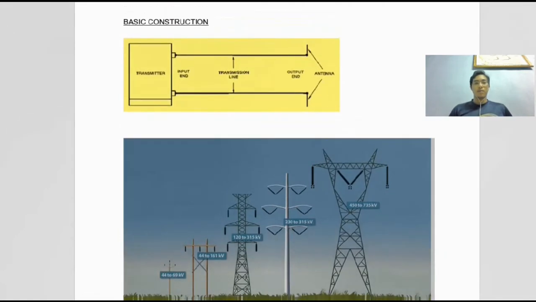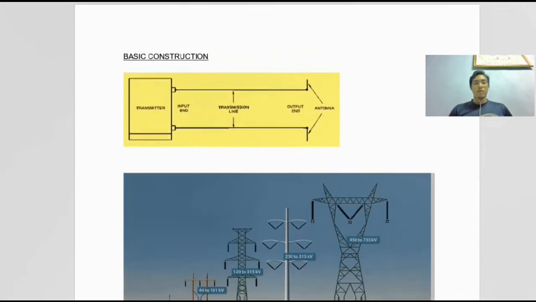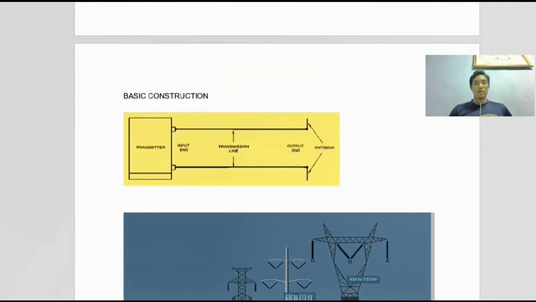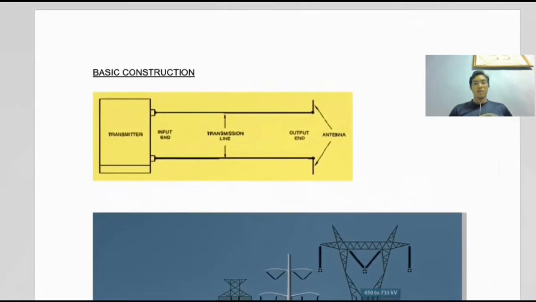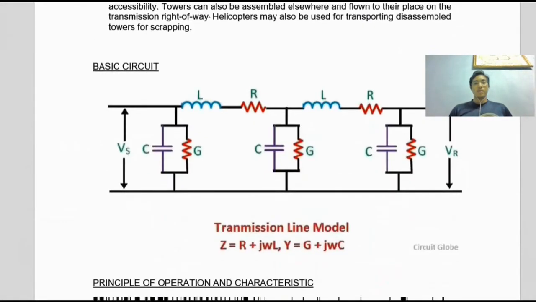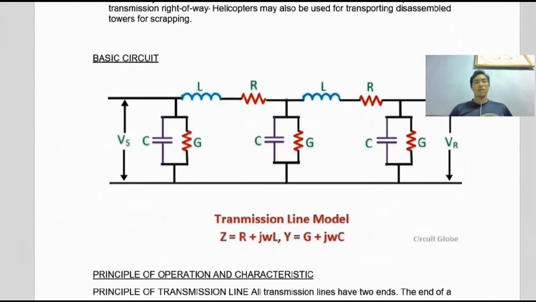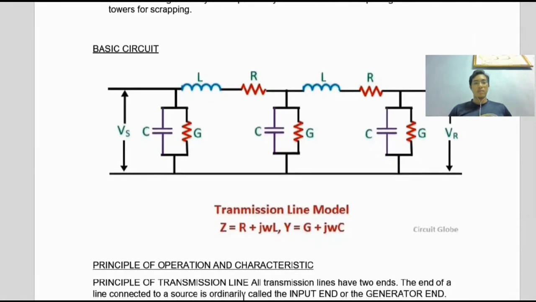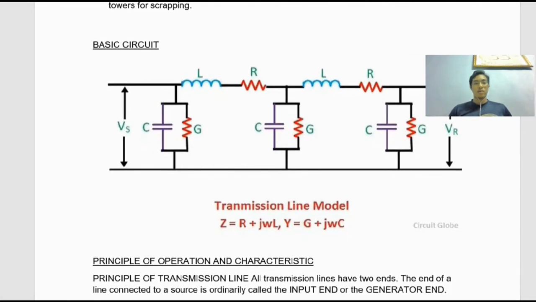So this is the basic construction of the transmission line. A transmission line has a transmitter and an antenna, and it has an input end and an output end. And then this is the basic circuit of the transmission line. In the circuit, we can see a capacitor, resistor, and inductor.